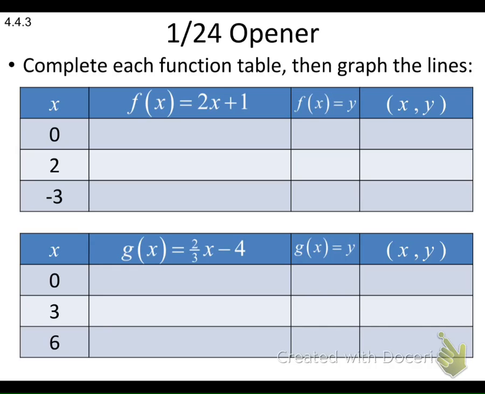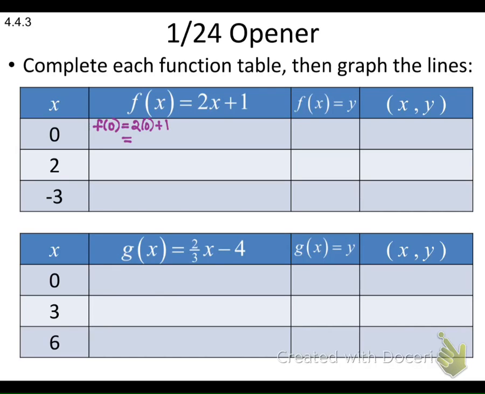So for the first function table, I'm going to write the function of 0, or f of 0. I don't say f times 0 or f parentheses 0. It's the function of, or f of, equals 2. And my input for x is 0, so I'm going to substitute my 0. So 2 times 0 plus 1.